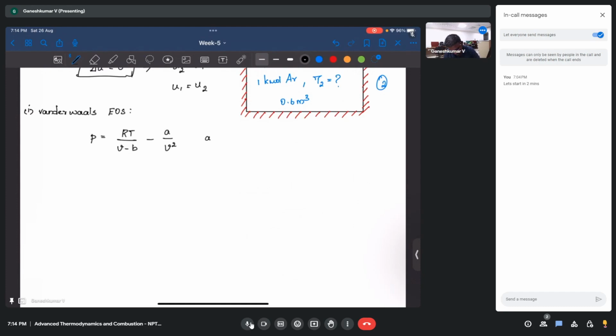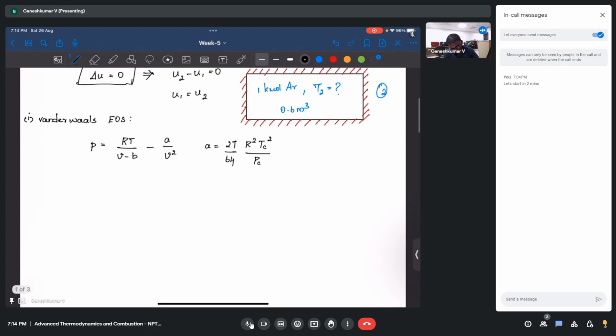A is going to be 27 by 64 R square Tc square divided by Pc. Okay. All right.